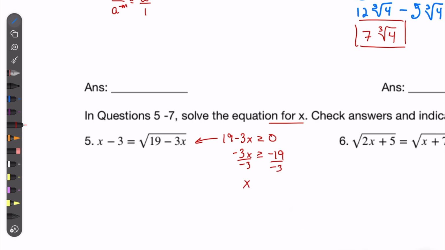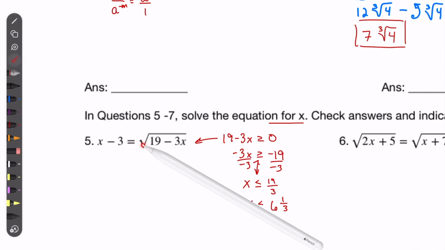And that tells me my solutions have to be, I flip my inequality, less than 19/3. Or approximately, let's change this to what? This would be 6 1/3. So 6 1/3 or 6.3 repeating. So any answers I give have to be less than that number. So let's go ahead and solve it.